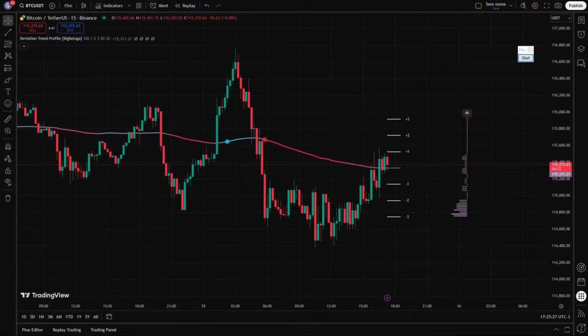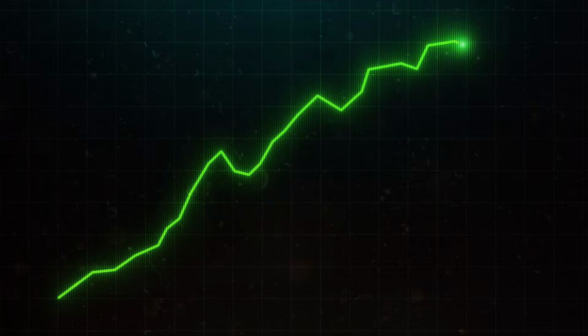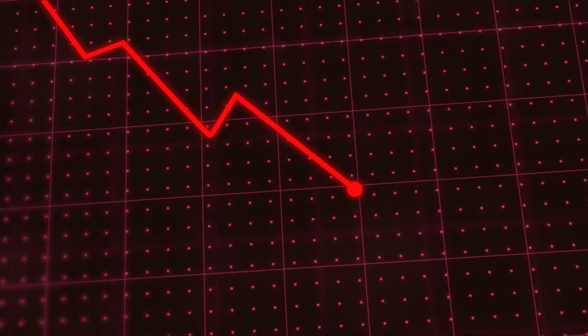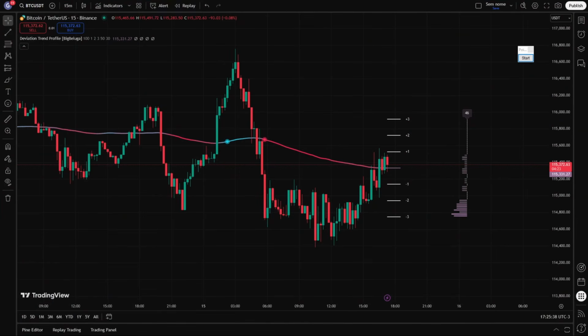But what exactly is the Deviation Trend Profile? This statistical indicator helps analyze trends. The idea is simple. It shows how the price is behaving throughout the trend, helping you see the market's rhythm in a way that just looking at a candlestick chart wouldn't allow. It's a unique way to measure the strength of a trend and even predict when it might be losing strength.